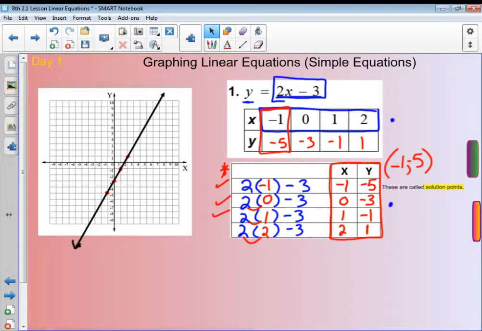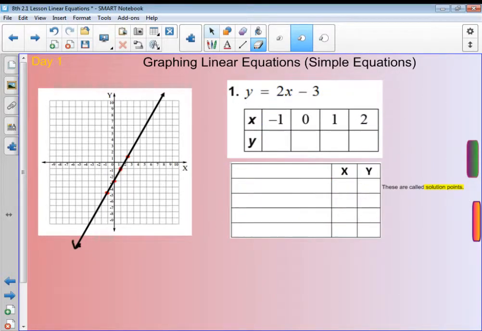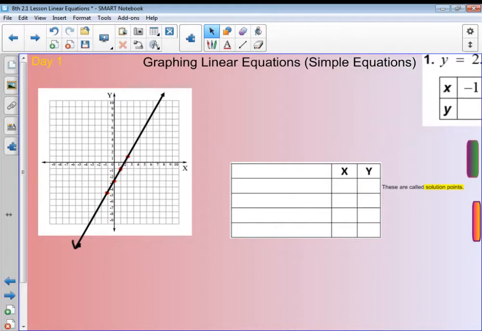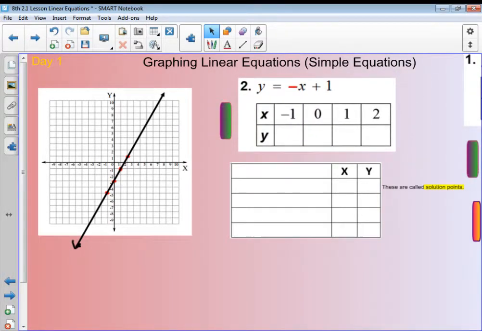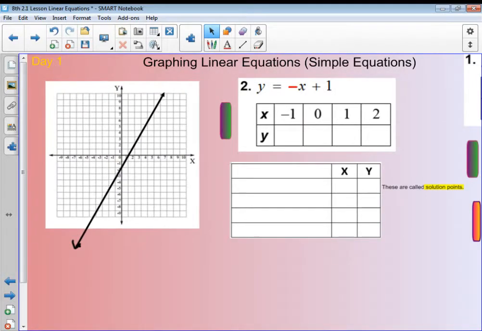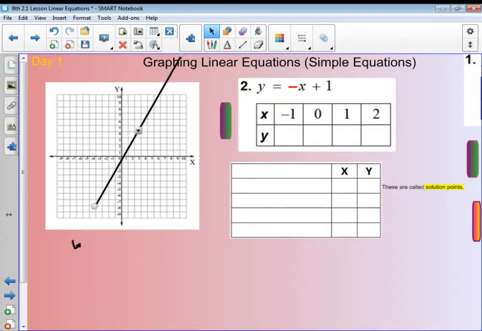Now, as you are working through these, to start out with, they tell you what they want you to use for x. Eventually, they will go away from that and you will get to choose what you use for x. So when you get to choose, I just highly recommend using small numbers like 0, 1, 2, 3, or negative 1, 0, 1, or something along those lines.